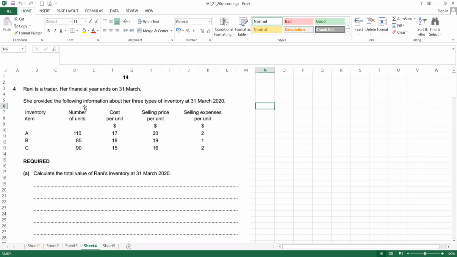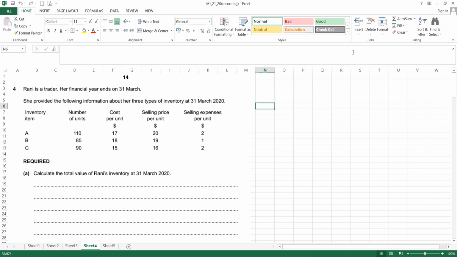She provides the following information about her 3 types of inventory at 31st March 2020: number of units, cost, selling price, and selling expenses. A, calculate the total value of the Rani inventory at 31st March 2020.